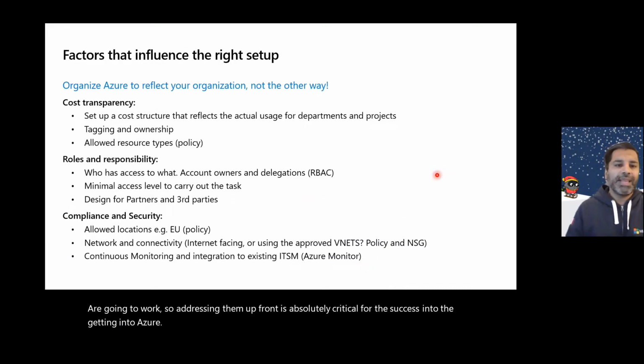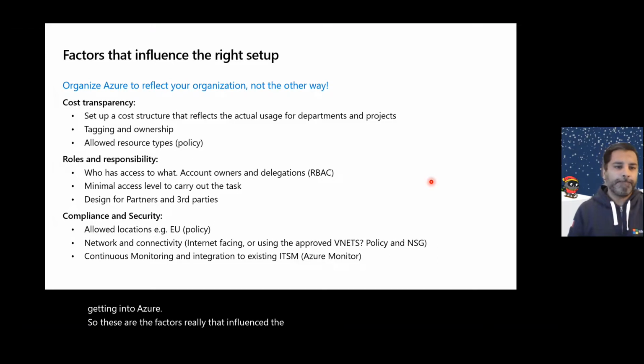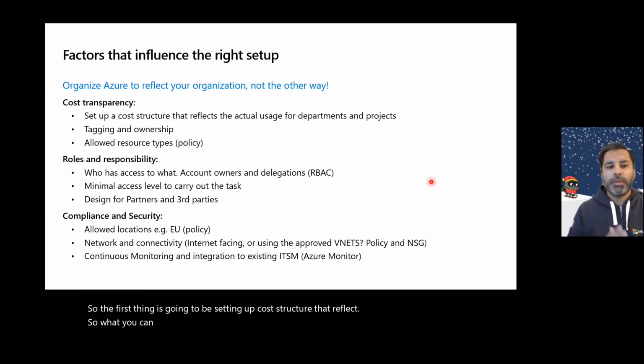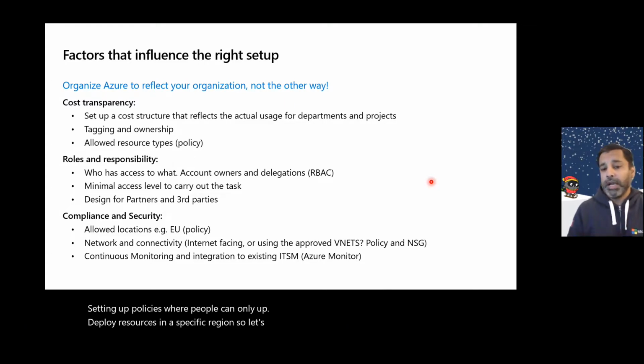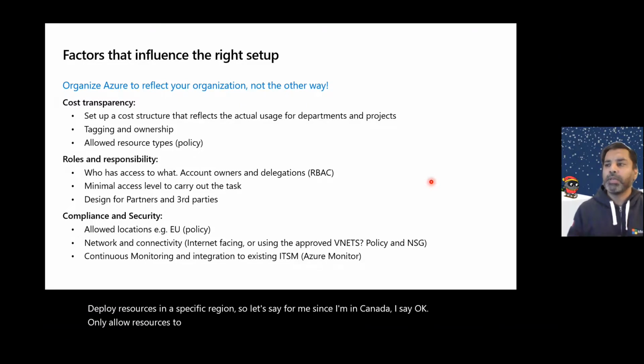So these are the factors that really influence the right setup. So the first thing is going to be setting up a cost structure that reflects your organization. What you can do, and there are policies, is start setting up policies where people can only deploy resources in a specific region. So let's say for me, since I'm in Canada, I say, okay, only allow resources to be provisioned in the two Canadian regions. Anything else should be denied by policy.